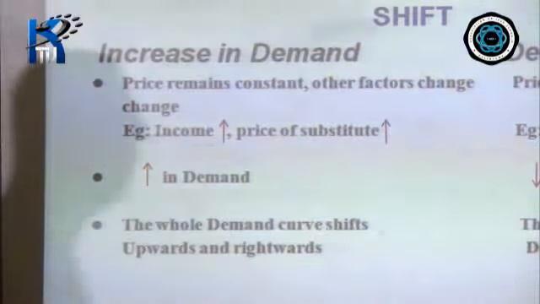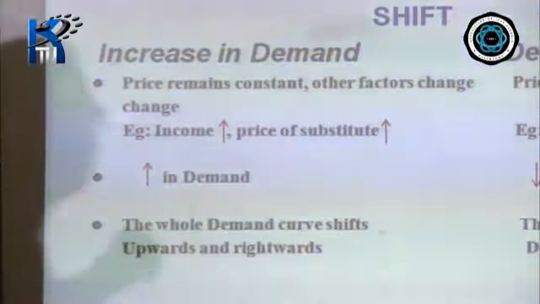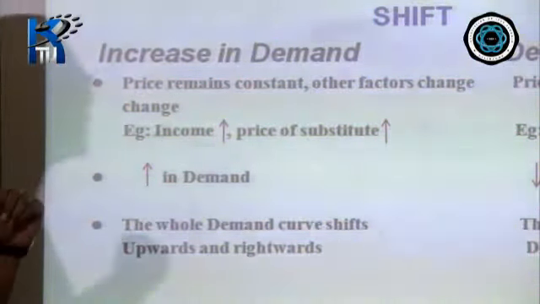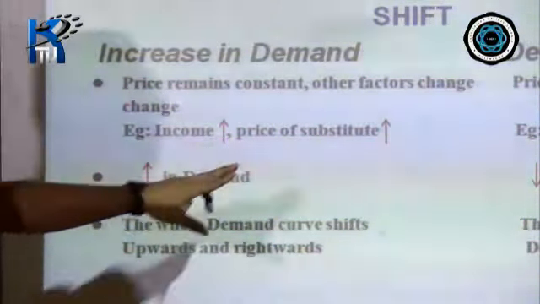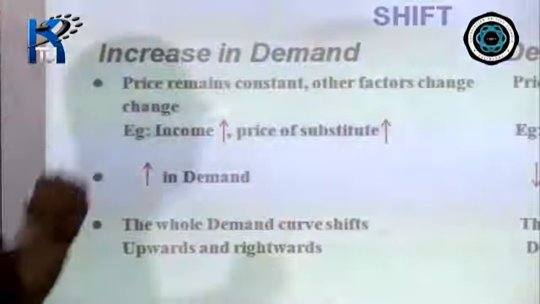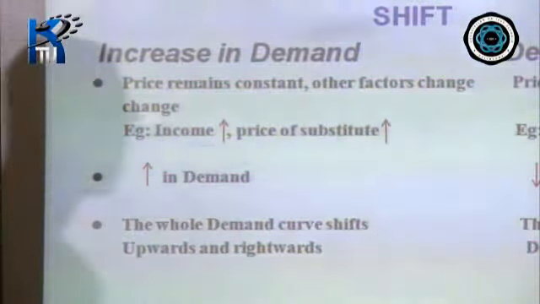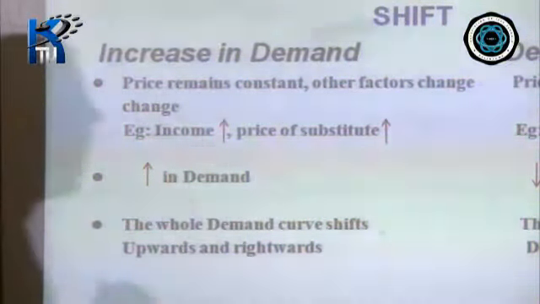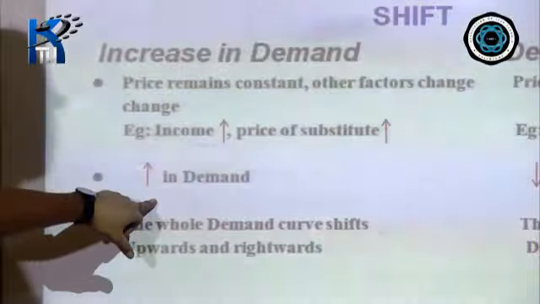Another factor would be price of substitute good will increase. Let's take an example. Let's say you are drinking tea and your substitute good is coffee. The price of the substitute good coffee rises. Coffee will be comparatively or relatively more costlier. So what happens? People will switch from coffee to tea. When they switch over from coffee to tea, people will drink more tea, means demand for tea will increase.